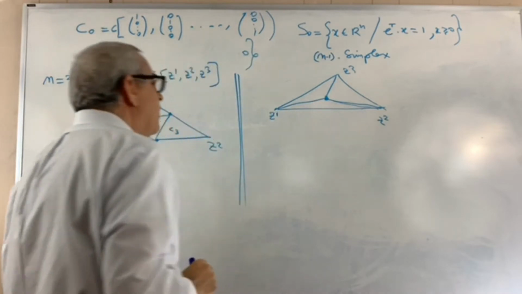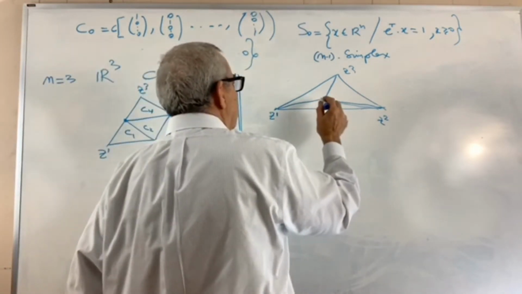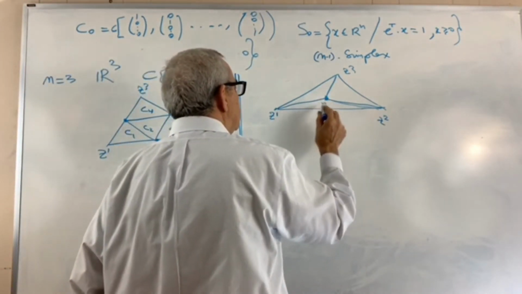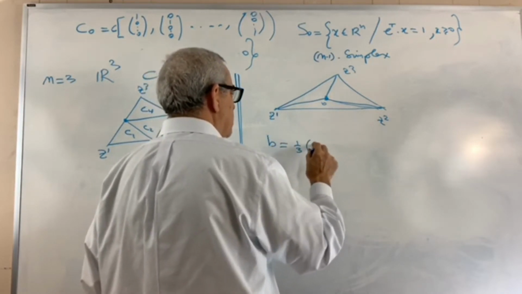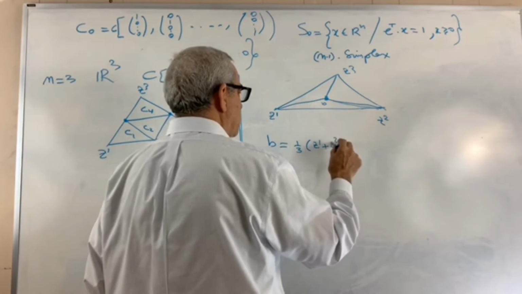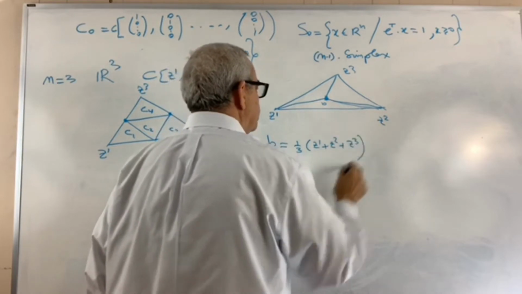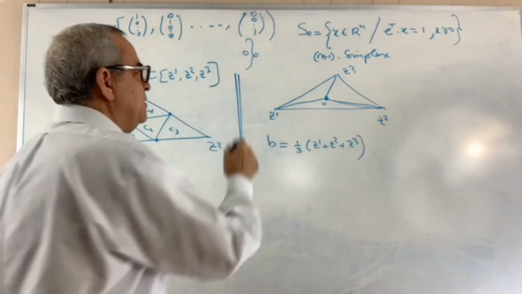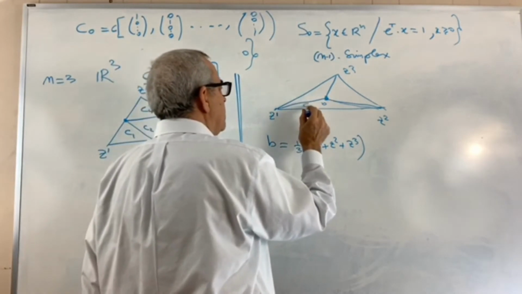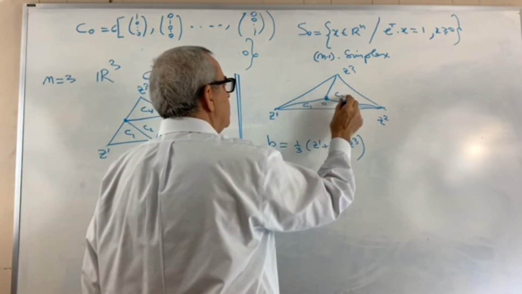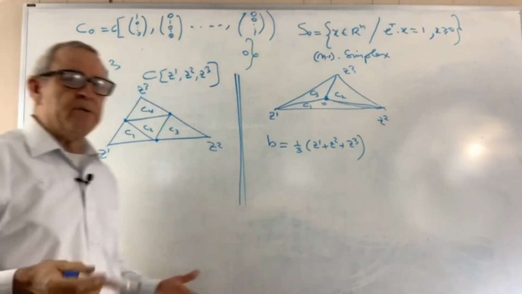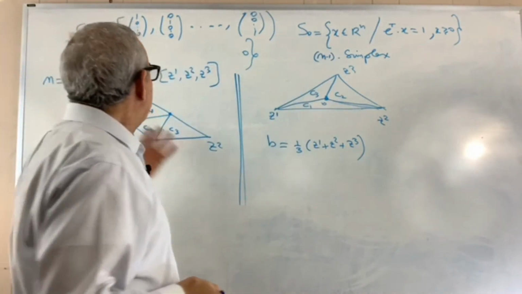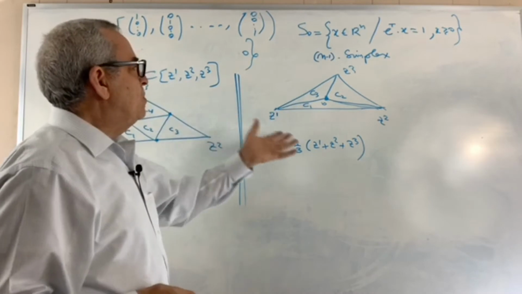Right. This is, let's call this B, body center. Body center is just a third of Z1 plus Z2 plus Z3. Okay. And here I divide this cone by C1 over here, C2 over here, and C3 over here. Okay. There are many ways of subdividing our cone into multiple cones.